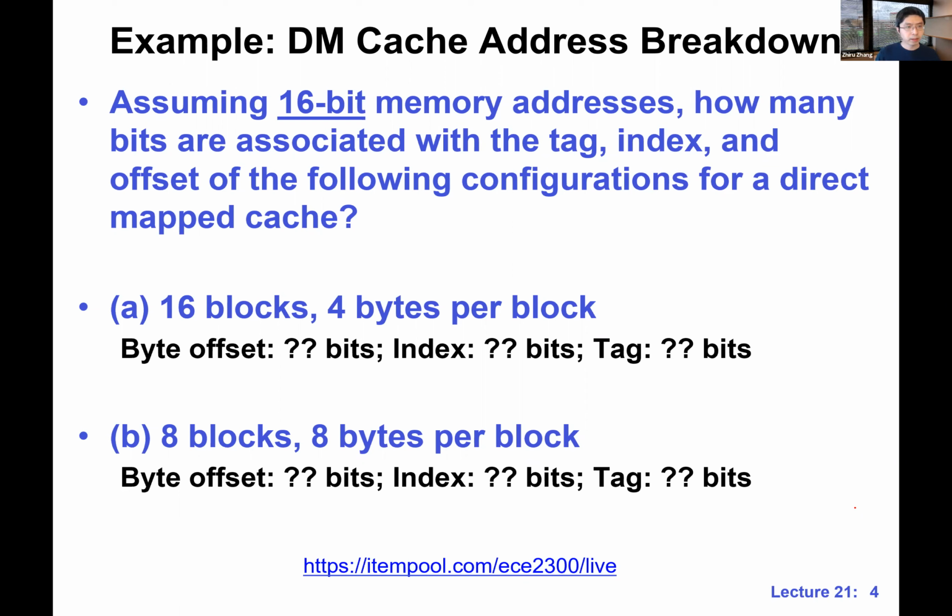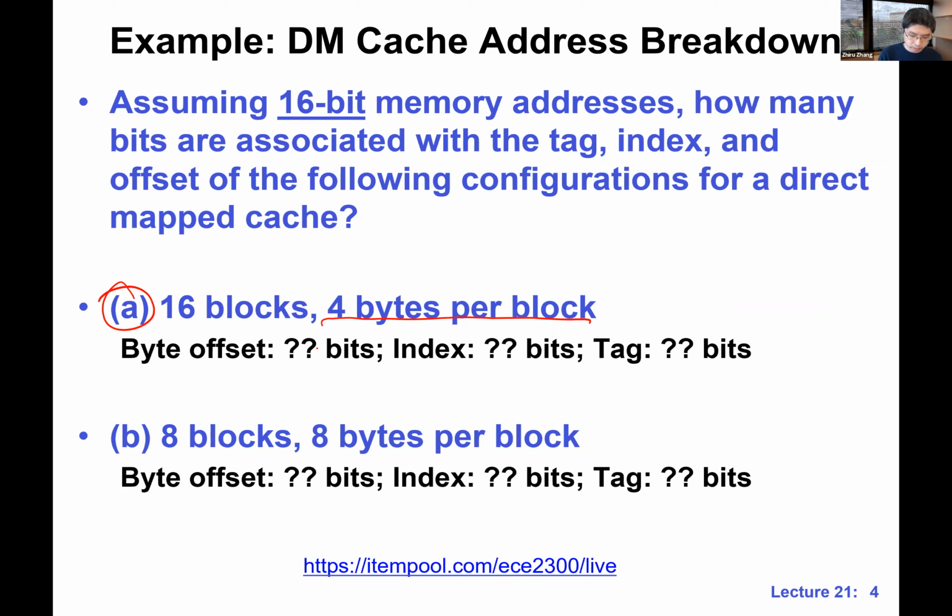All right, so let's take a look at this problem. First, we have 16 bits, so this is the full memory address. Later, you really need to distinguish a full memory address from a memory block address. I'm going to emphasize that again in this lecture also. With this one, let's look at A. We have 4 bytes per block.